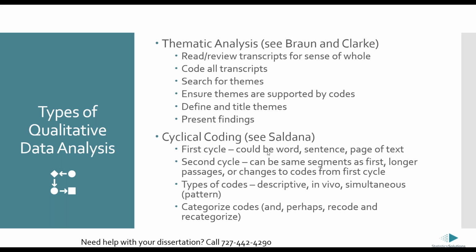There are different ways of exploring codes or different ways of coding in cyclical coding. So they might be descriptive, based on you as the researcher assigning a title to a code. In vivo would be using participants' own words. Simultaneous or looking for a pattern of a code. So if there's variation in experience, but it's all talking about the same experience, then maybe you group that all together and that's a simultaneous or pattern code, and then categorizing those.